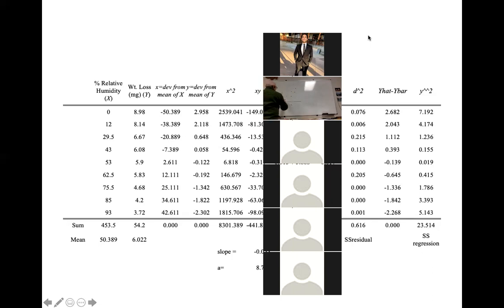So let's say that we have a line of best fit that goes through this data set that looks like this. So that's the line of best fit. The blue line is the mean of y. In this case, it would be the mean of mass loss in this example, even though the example on your PowerPoint has a negative slope.